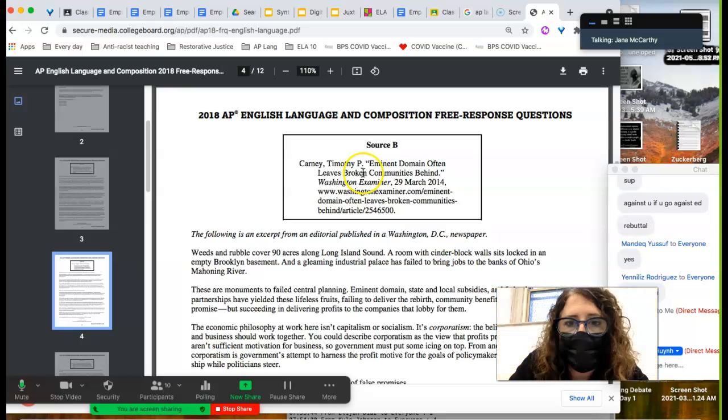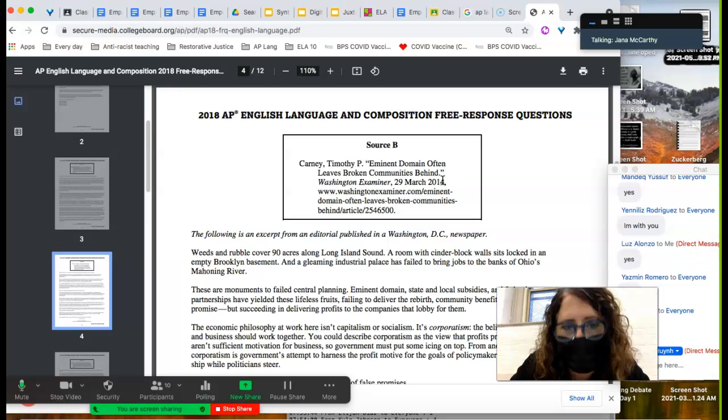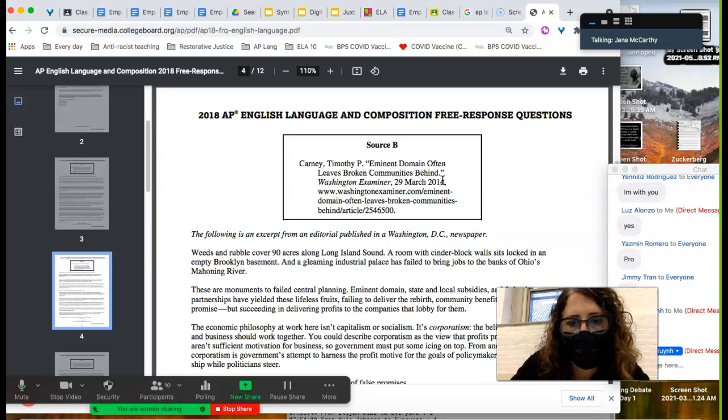This one, the title is Eminent Domain Often Leaves Broken Communities Behind. Is it against or with me? It's with me. It leaves broken communities behind. I'm going to read the first paragraph for something that I can use that supports that. Someone tell me what they can take into their essay from the first paragraph.